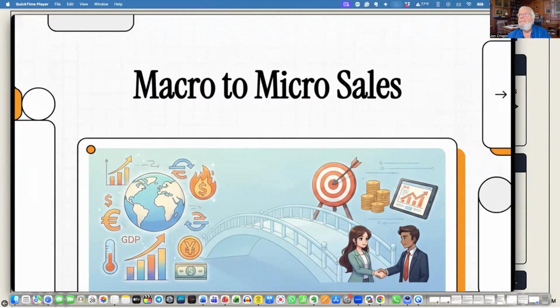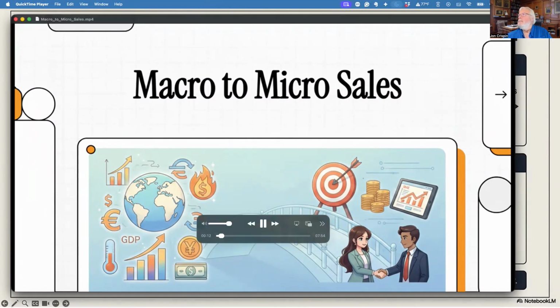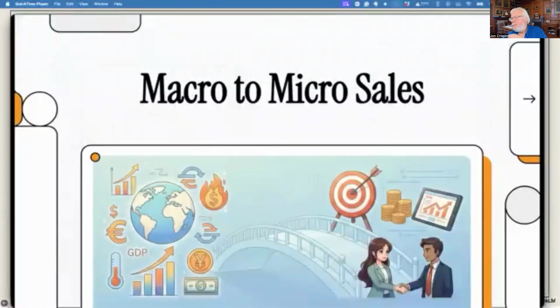Today, we're going to do something pretty exciting. We are seamlessly bridging that massive gap between high-level international economics and your actual boots-on-the-ground sales execution. So, if you've ever found yourself wondering how global GDP, exchange rates, or inflation actually connect to your daily business targets, you are in the exact right place. We're going to break down exactly how macroeconomic realities dictate micro-level sales strategies.